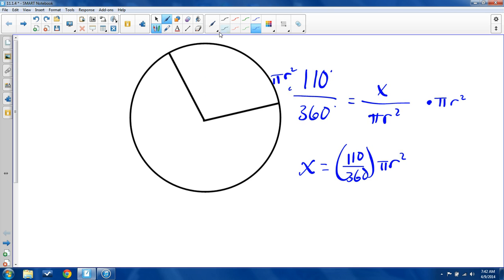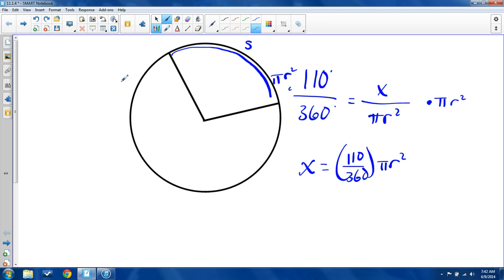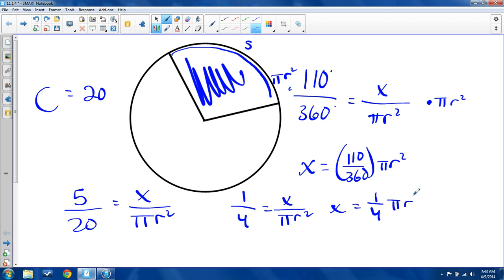But let's say we just looked at the actual length of this thing. If this length was like 5, and the entire circumference was, let's say, 20, then you do the same setup. You'd say, 5 over 20 equals, and if you want to find the area of the sector, it's still x over pi r squared. So 5 over 20 reduces to 1/4, so 1/4 equals x over pi r squared. Multiply both sides by pi r squared, and x equals 1/4 pi r squared.